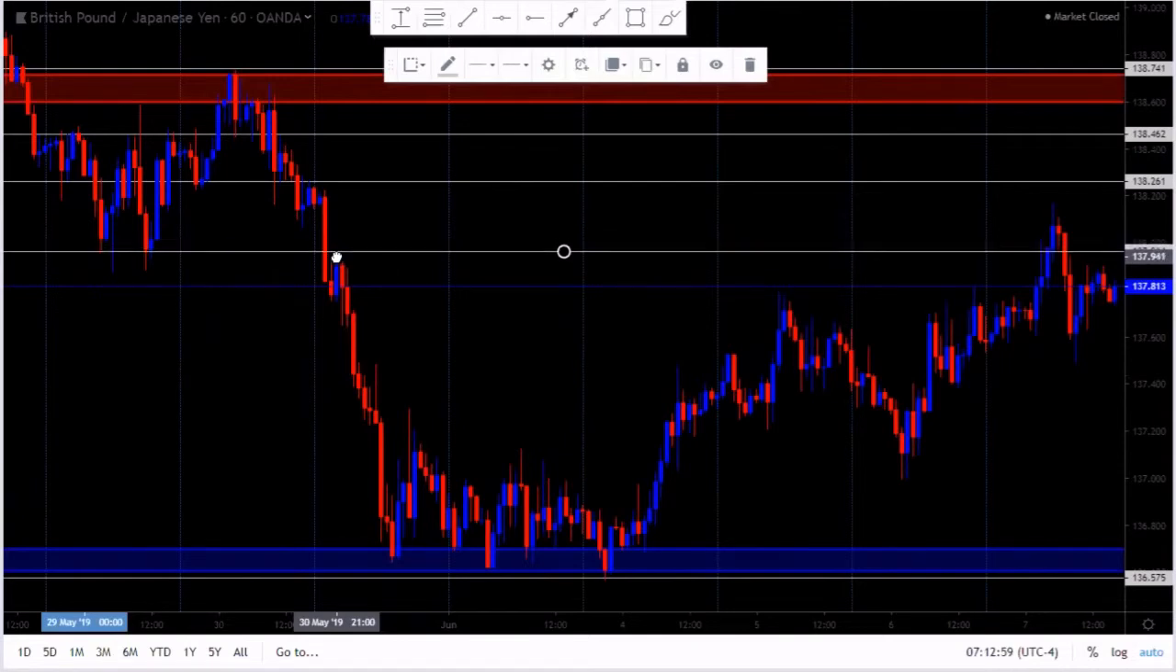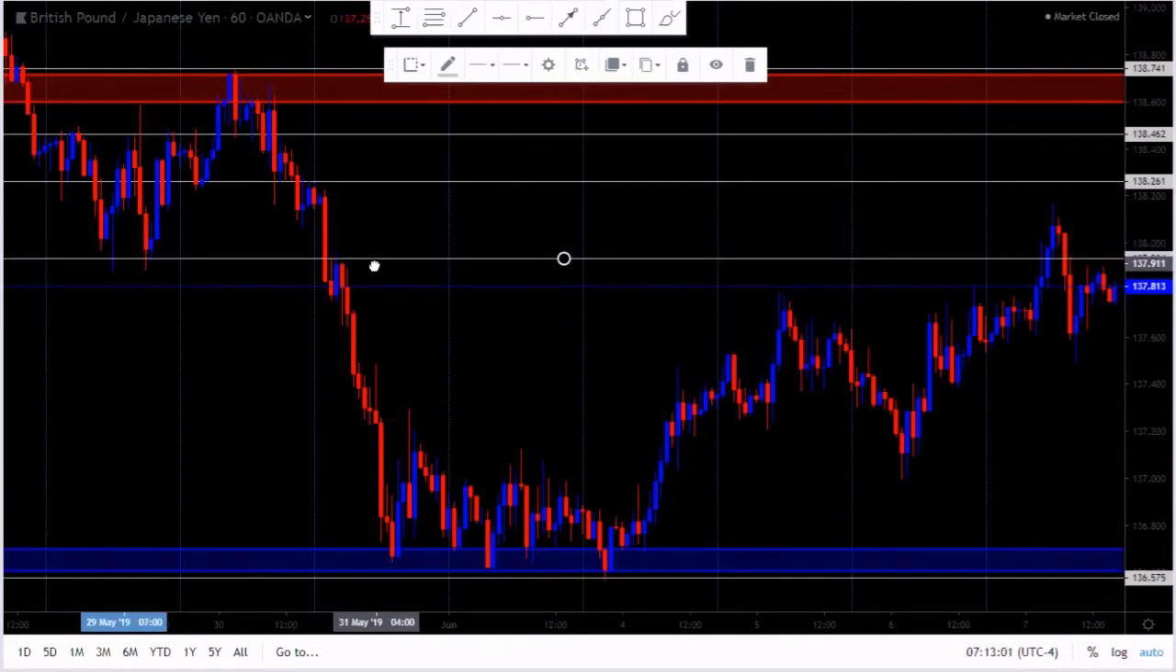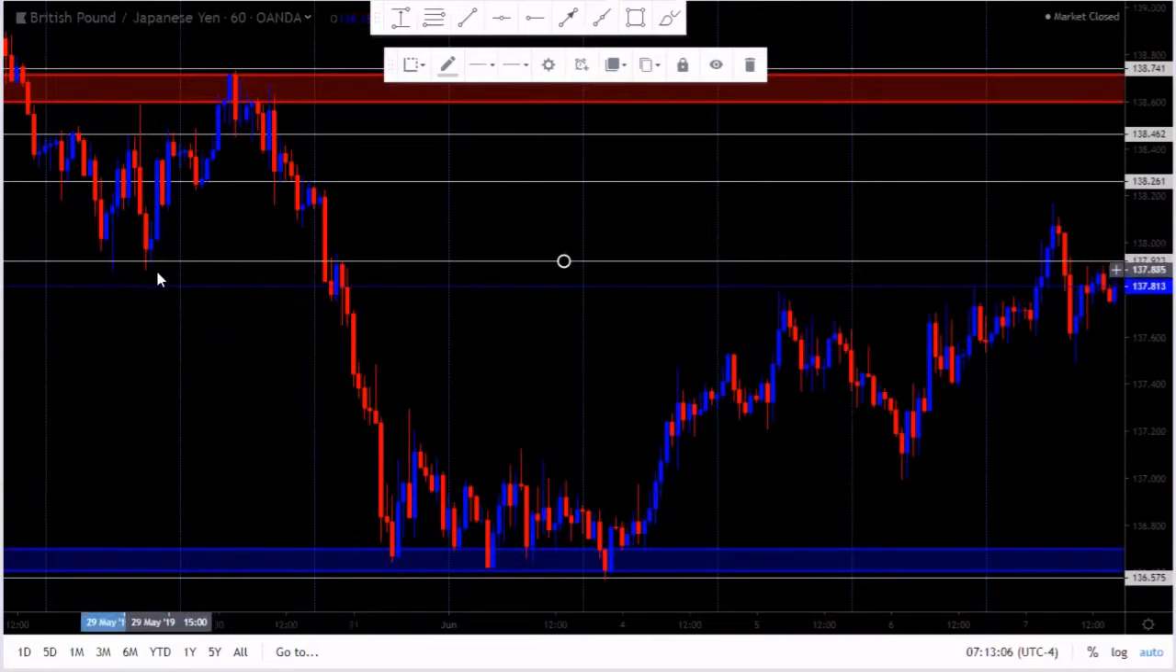Bring it down to this level, right? This is another, I think, good level. We have at least 2 touches to this zone here, this level, as well as over here, which is being used as we have a breakout, and then it turns into resistance.